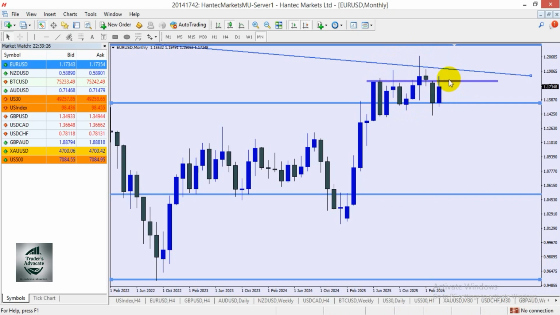So the only time I will consider taking the buy is if I see a monthly or a daily or a weekly candle break above this area. Then I can now go to the lower time frame to look out for a retest of here. I can start buying all the way into this area.